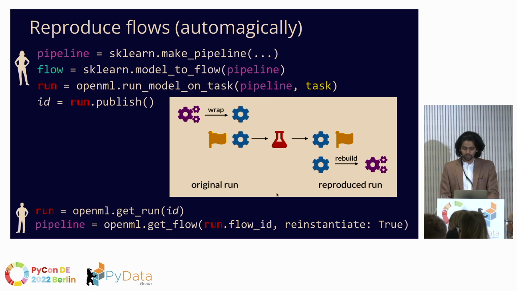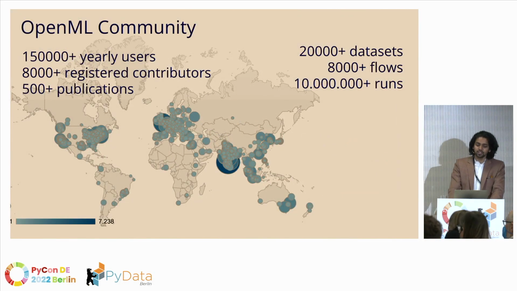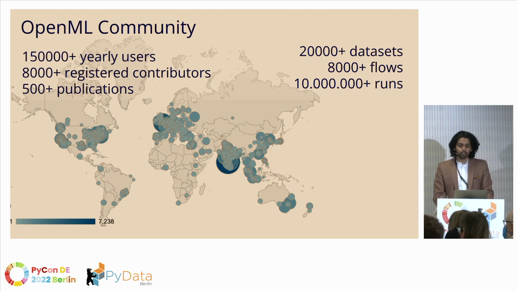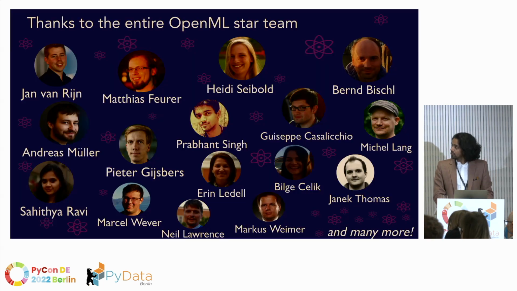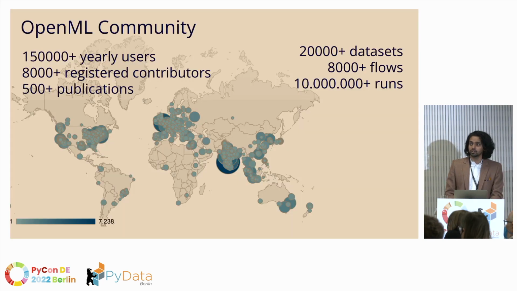We do have a small team and a small community. We have around 150,000 yearly users, 8,000 registered contributors, and more than 500 publications have used OpenML and cited it. We have more than 20,000 data sets, but today we'll only be working with the active data sets, which are around 5,000. We have more than 8,000 to 10,000 models and more than 10 million runs. And this is, I think, a three-year-old slide, so we have much more now. And this is our small team of people who are volunteers to the OpenML project. Now, any questions about OpenML right now?